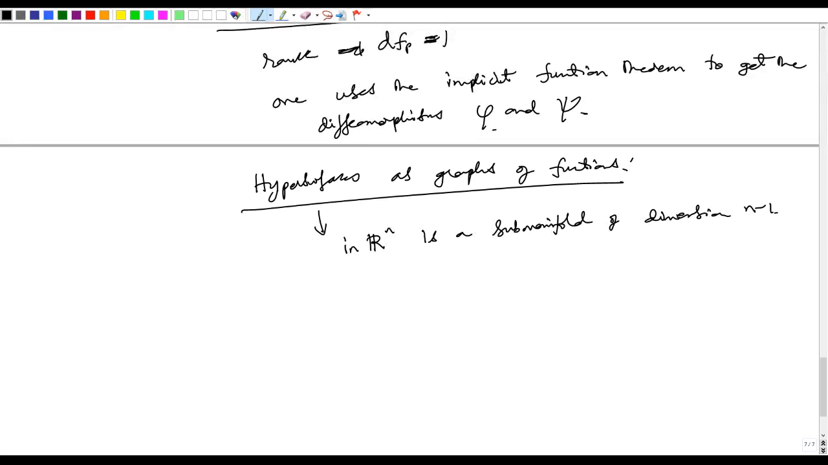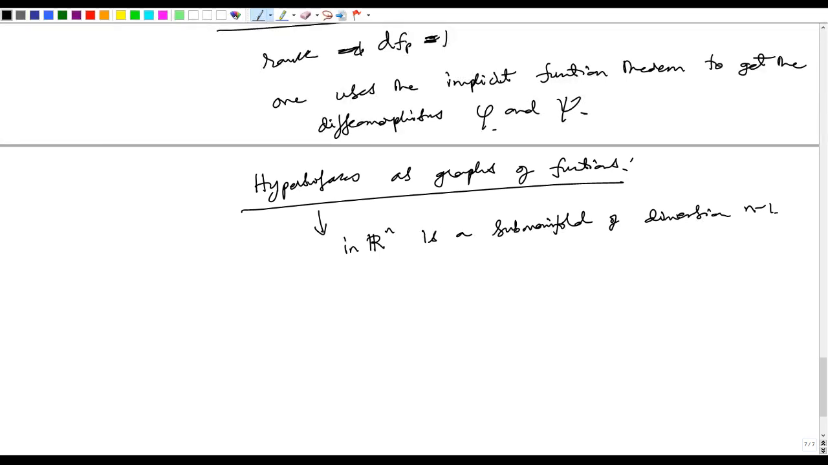Rn can have submanifolds of various dimensions. When the dimension of the submanifold is precisely one less than the dimension of the ambient space, that submanifold is called a hypersurface. Now, the claim is that it can be represented as a graph of a smooth function. Well, this should be understood in the proper setting.